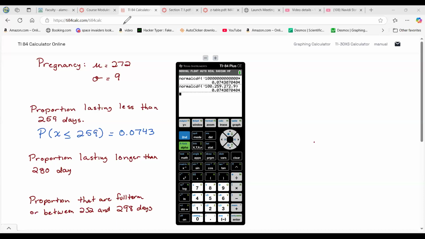All right, so for the next part, let's clear this. Same as before, we're going to go second vars, go to number 2. And now this time we're looking for a different area.